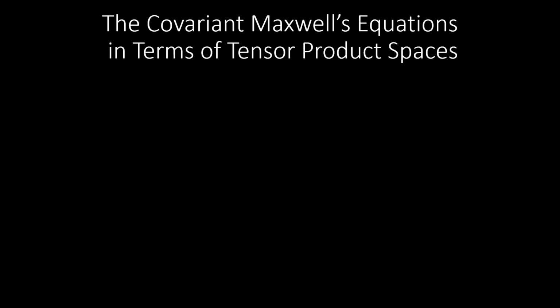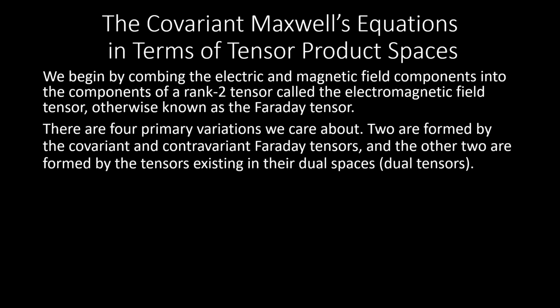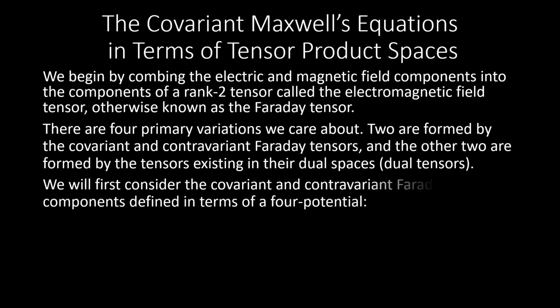So first, we'll consider tensor algebra, or in other words, the arena of tensor product spaces. We begin by combining the electric and magnetic field components into the components of a rank 2 tensor called the electromagnetic field tensor, otherwise known as the Faraday tensor. There are four primary variations we care about. Two are formed by the covariant and contravariant Faraday tensors, and the other two are formed by the tensors existing in their dual spaces, which are dual tensors. We will first consider the covariant and contravariant Faraday tensor components defined in terms of a 4-potential.